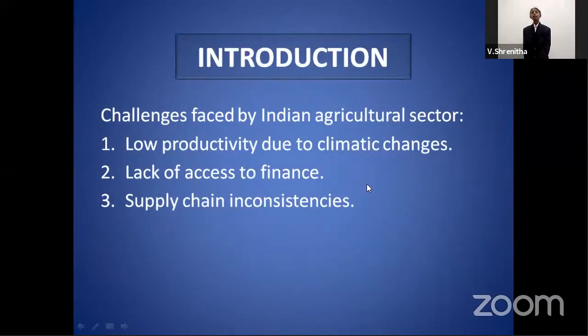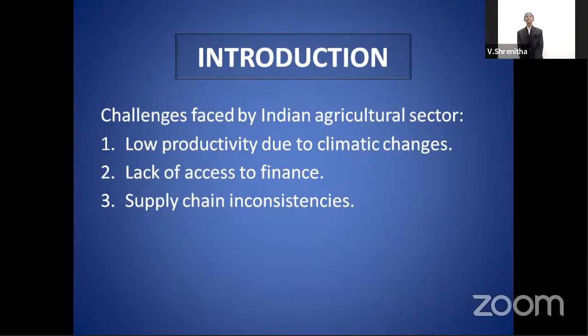So we all know that there are different types of technologies available for farmers. But before knowing that, let us know the introduction. Our Indian agriculture sector is facing many challenges. Let us know the different types of challenges faced by our Indian agriculture sector. Firstly, low productivity due to climatic changes. The second one is lack of access to finance. And the third one is supply chain inconsistencies.